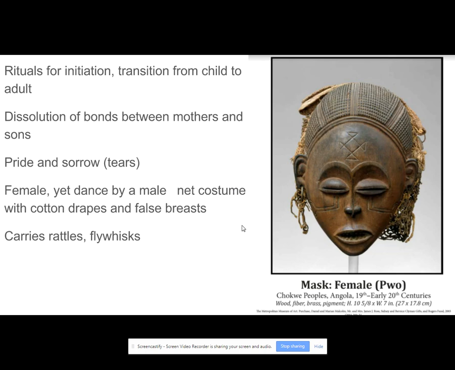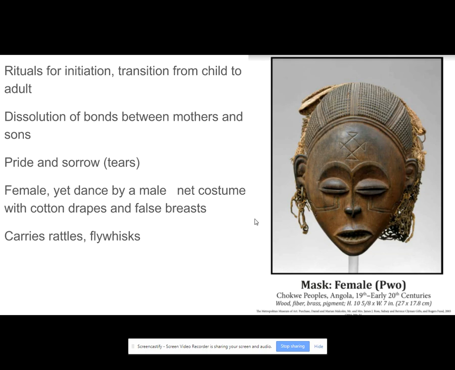It was a ritual for initiation, transitioning from child to adulthood, and it's going to represent also the dissolution between mothers and sons. As a son grows up, he no longer needs the mother. So for the mother here, there is pride that the son has grown, but also sorrow in that it's ending the relationship. And so here we have those tears.